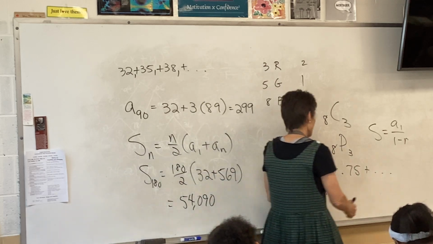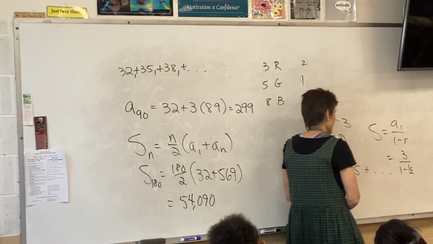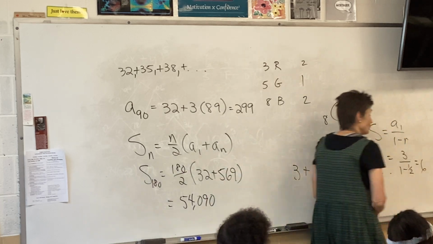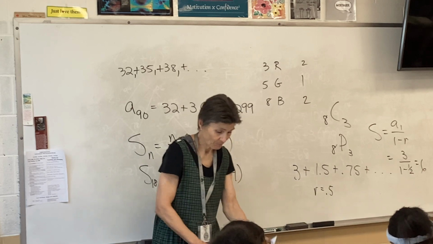So my formula says, take your first term and divide it by 1 minus 0.5, or 1 minus 1/2, and I think that gives you 6. The sum of those terms is 6.